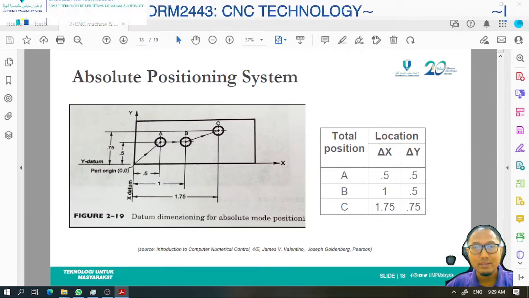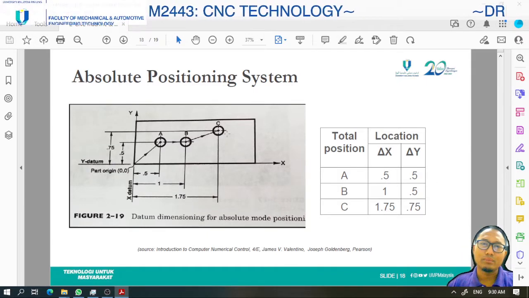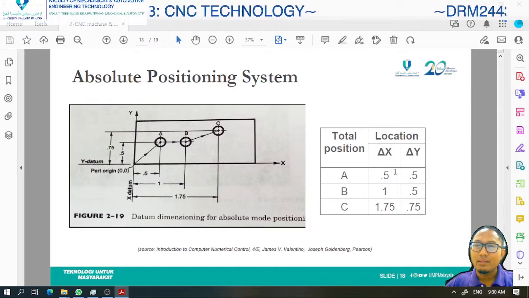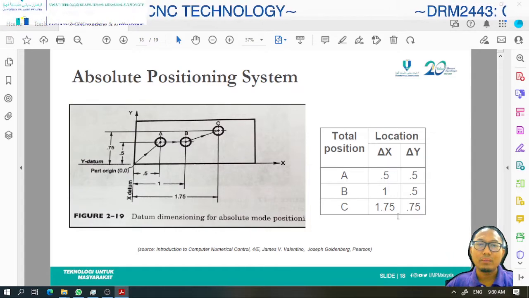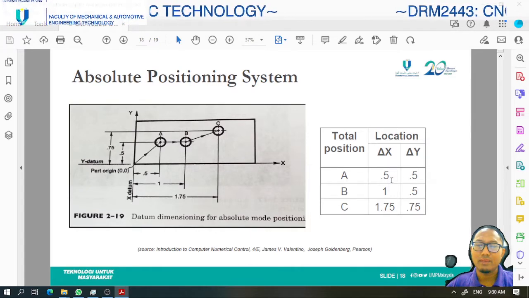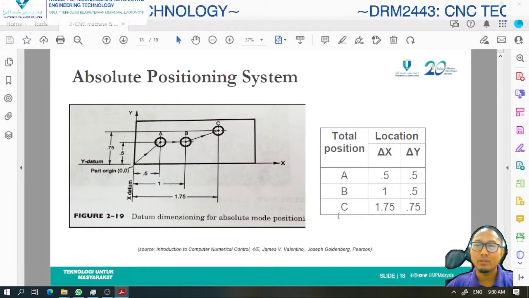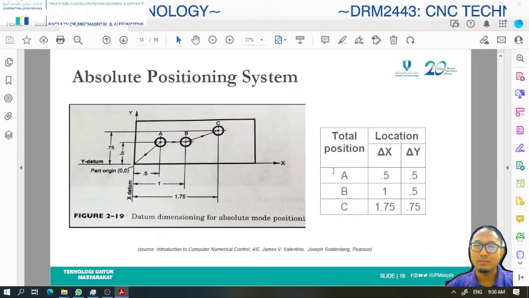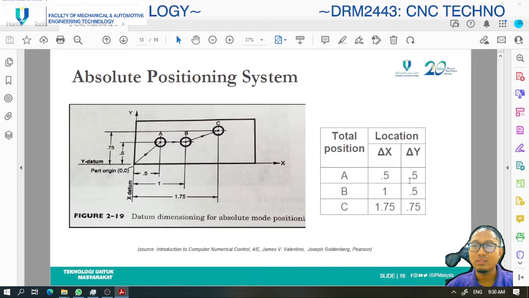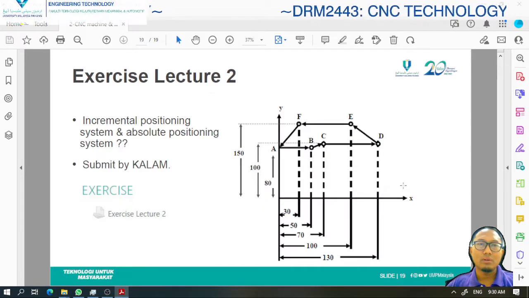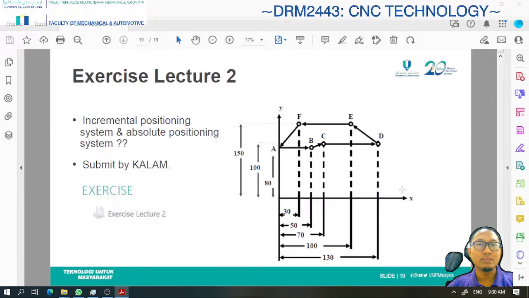In this case, if the tool moves in the opposite direction from point C, B, and A, the coordinates are going to remain the same. They will not change. We just need to change the order of the points C, B, A, but the coordinates are going to stay the same. Okay, so that's it for our second lecture.